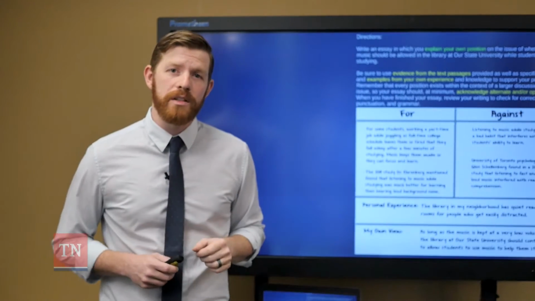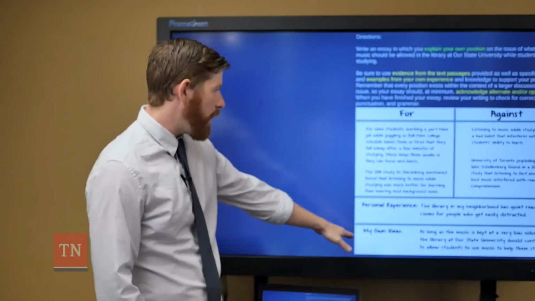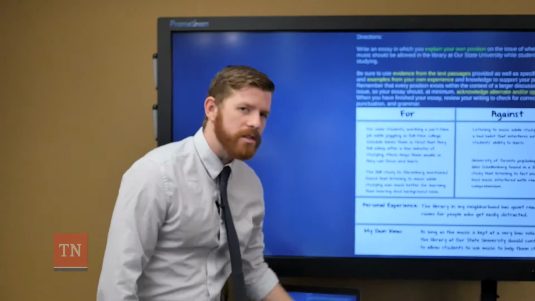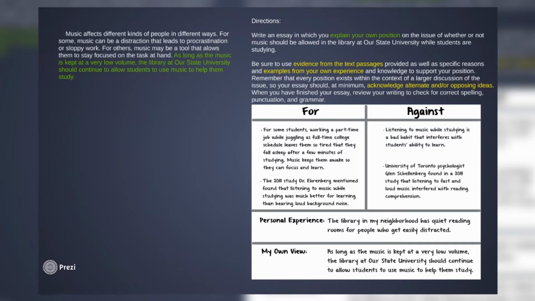So the very first thing we need to do is write some sort of an introduction, which will outline our own views on the subject. And what I'll do is actually just use this one sentence and put it up there. So we start by saying, music affects different kinds of people in different ways.